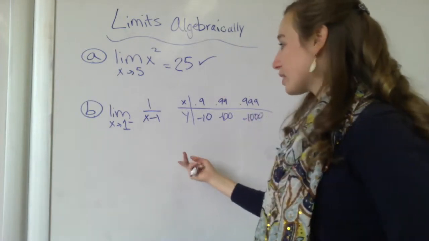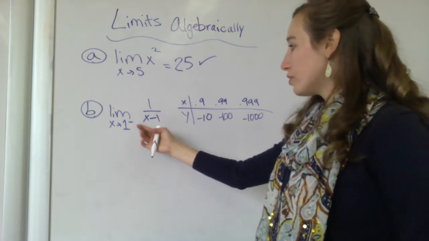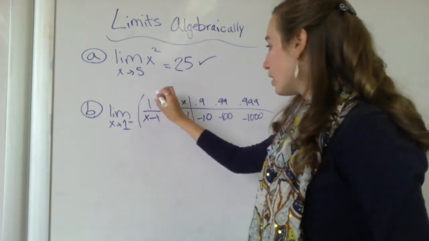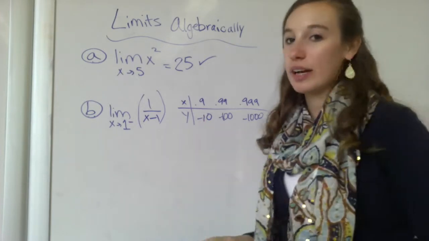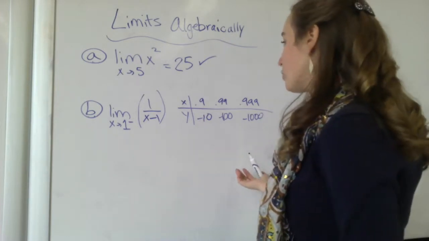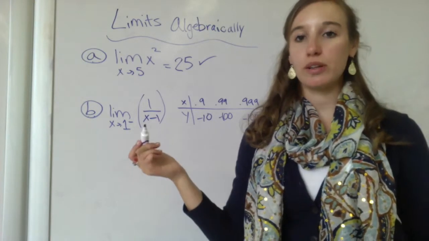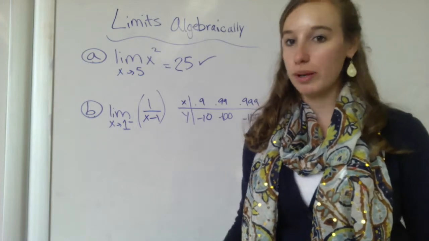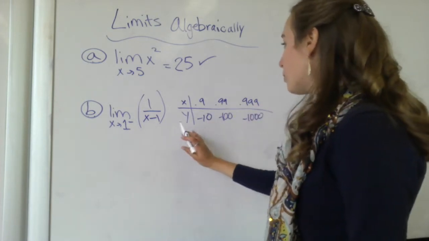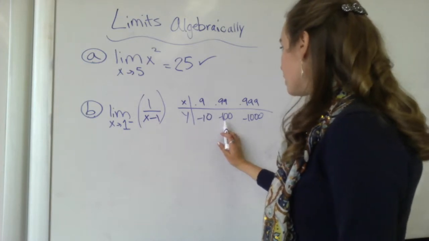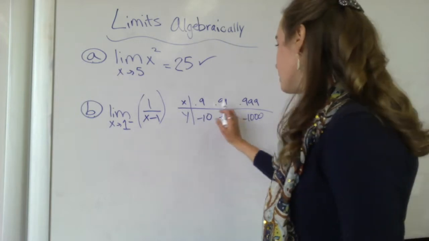Now for B, it's not as simple. Your limit as x approaches 1 from the left of 1 over x minus 1. So for this kind of equation, we're advised to set up an x and y chart where you plug in numbers to see what the number is approaching, right? Limits are what the graph or the equation at that point is approaching. So if you plug in 0.9, you get -10, 0.99, -100. You're getting closer and closer to 1 from the left side, basically is what we're doing.